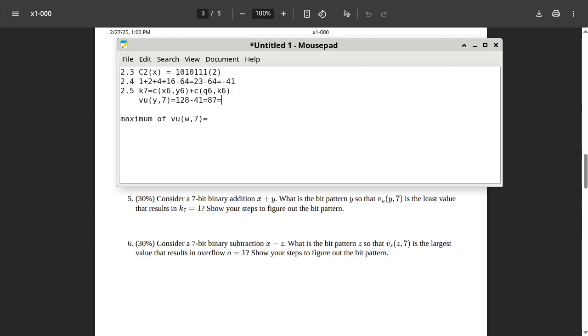Well, one way to do it is to list all the powers of 2 that might be applicable: 64, 32, 16, 8, 4, 2, 1, okay? And then keep circling things until they all add up to 87. So let's see if I can do it mentally.